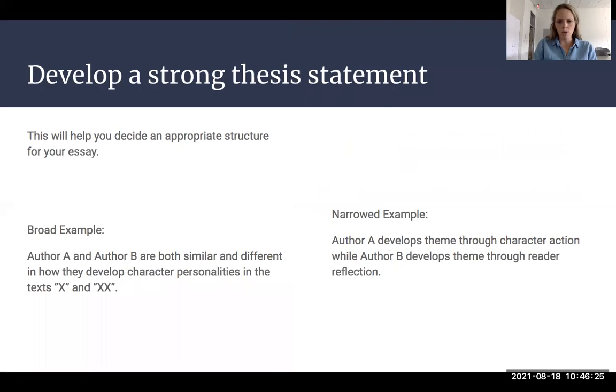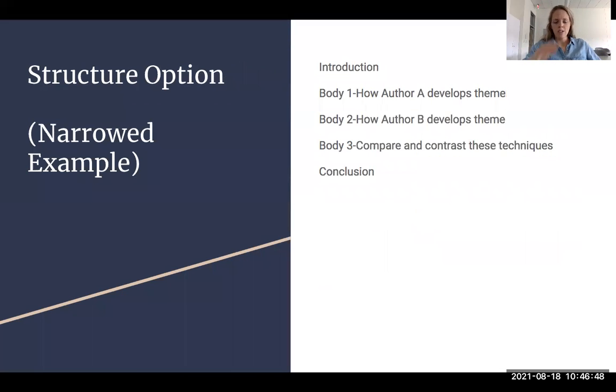Now, to go back for one more second, the next thing we're going to talk about is this narrowed example of a thesis statement, right? So in the narrowed example of a thesis statement, this is a close-ended thesis. That means I give my full answer right up front. I'm going to be talking about how author A develops theme through character action. And then I'm also going to be talking about how author B develops theme through reader reflection. Okay, so this one's a little more straightforward, right?